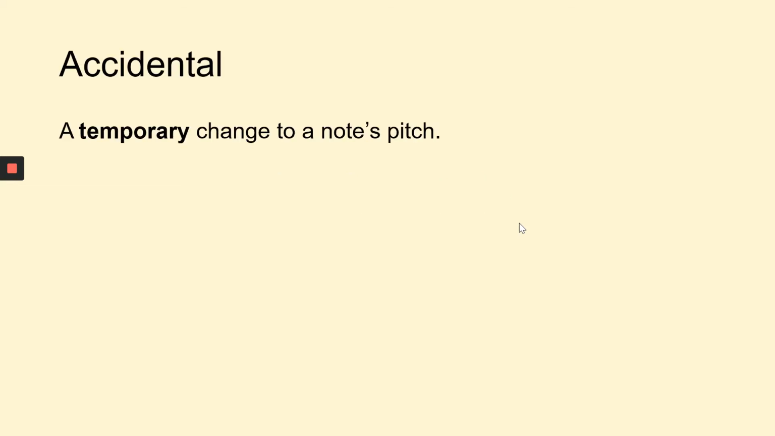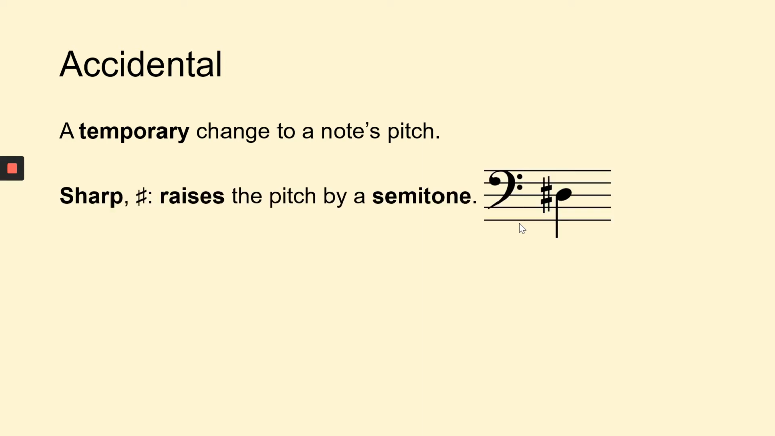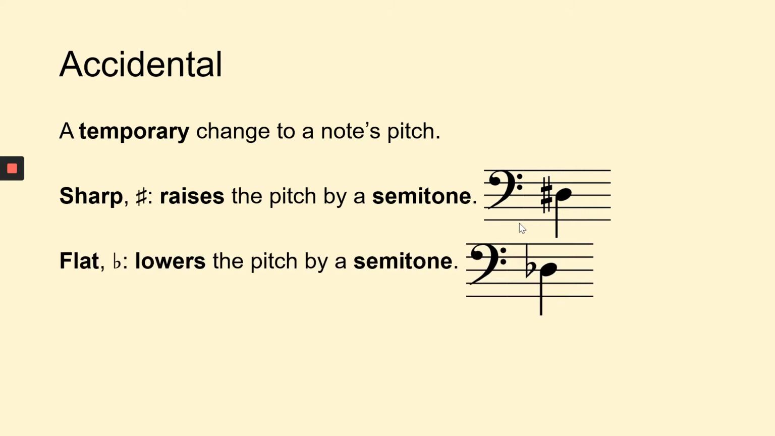Let's move on to accidentals. An accidental is a temporary change to a note's pitch. We have sharps, which raise the pitch by a semitone. D, D sharp. We have flat signs, which lower the pitch by a semitone. D, D flat.